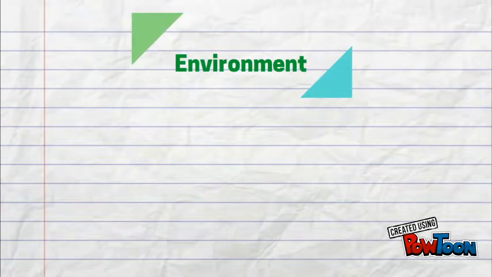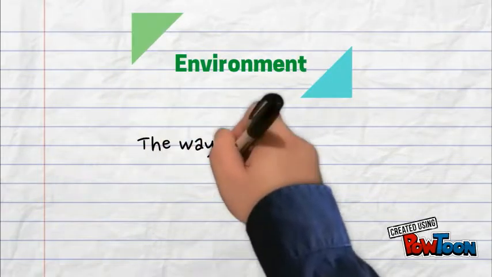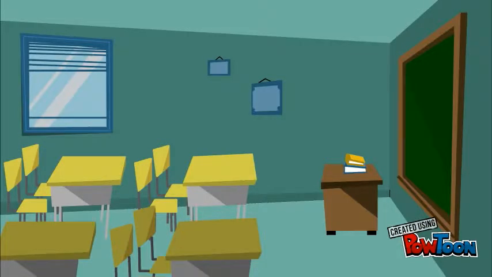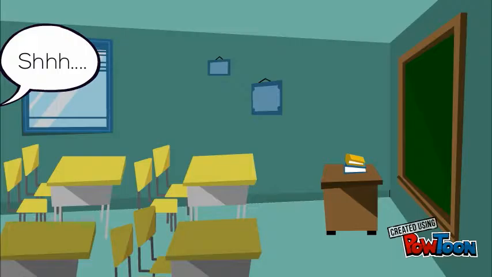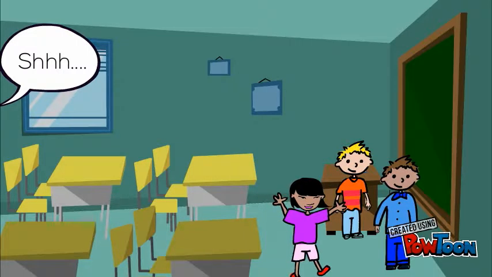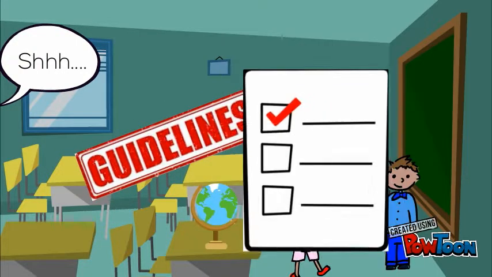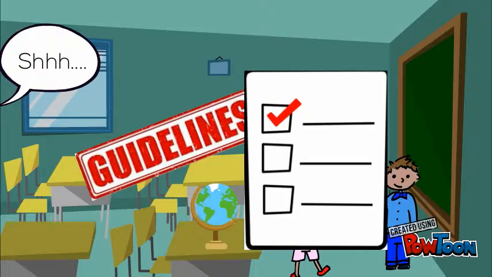The last element is environment. This is the way your classroom looks and feels. There should be places in the room to work quietly, as well as places that invite student collaboration. Materials should reflect a variety of cultures and settings. Clear guidelines should be set for independent work and routines established for students to get help if the teacher is busy.